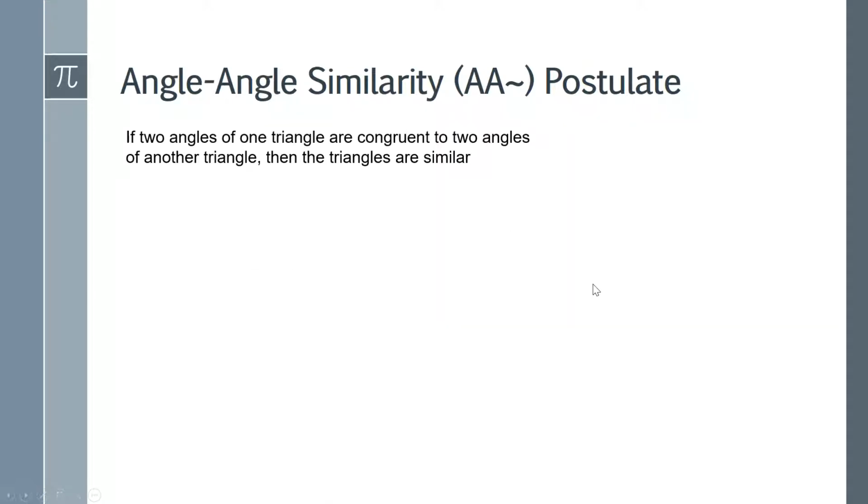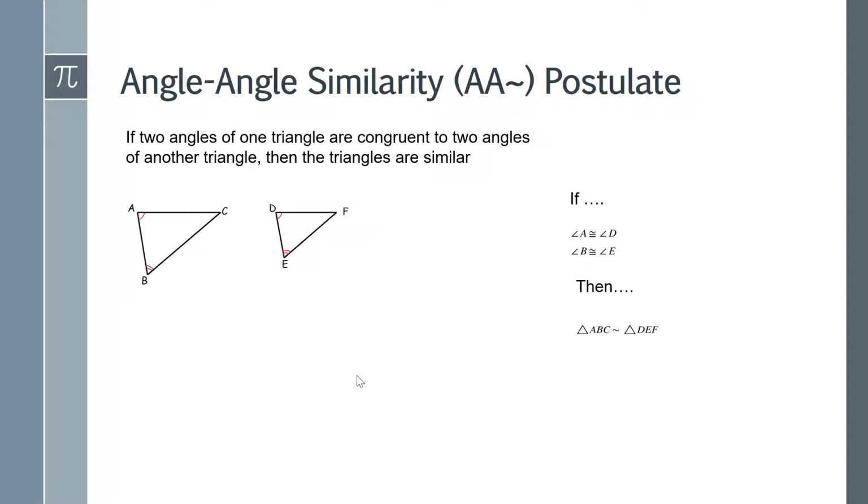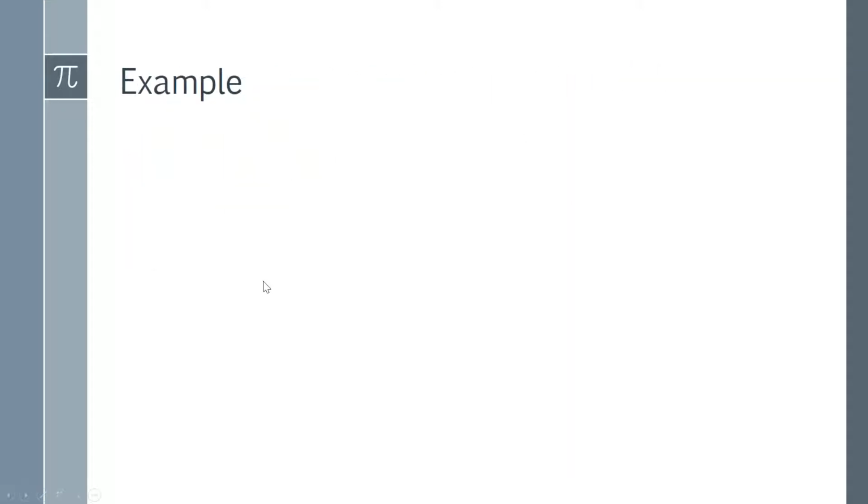So let's take a look at what it says. It says if two angles of one triangle are congruent to two angles of another, then the triangles are similar. So if you take a look at what this means, you see right here, we've got these congruent to each other and these angles congruent to each other. So if those two angles are congruent, then we can show that those triangles are similar. So let's take a look at how we apply this to a problem.